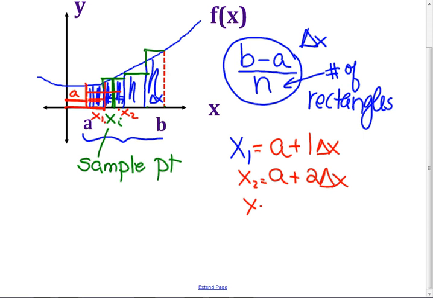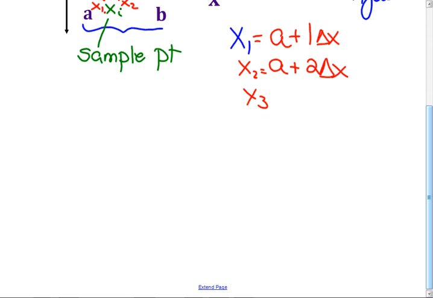What's x3? How many intervals are we going to go over for this one? 3, but you have to add in the A. That's what's different. If you don't see anything added, then A is 0. A plus 3 delta x. So what's x sub i?